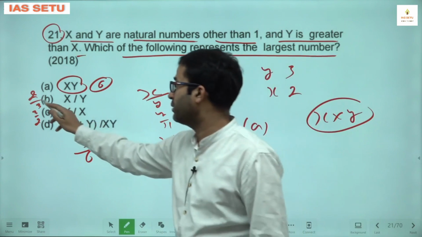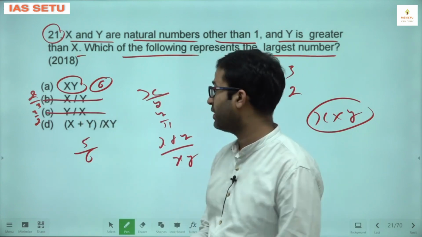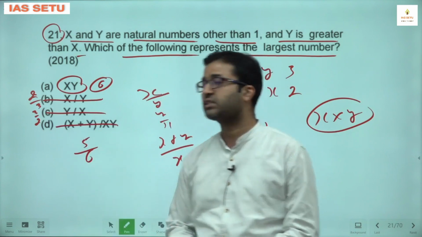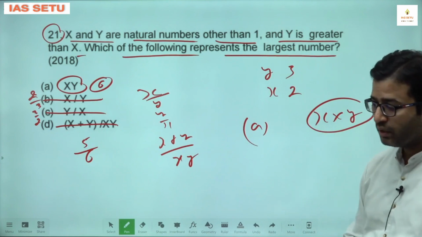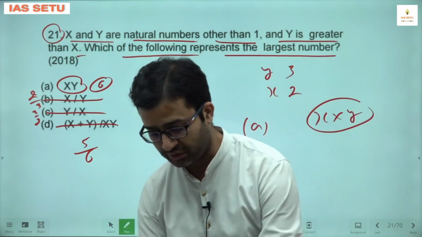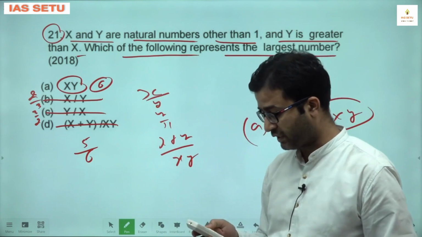So here you can eliminate B because it is giving 2 by 3. You can eliminate C which is giving 3 by 2, and D which is giving 5 by 6, whereas A is giving 6. So this is called assumption. We assume the value and we put it in the answer options. This is also one of the good techniques, actually.